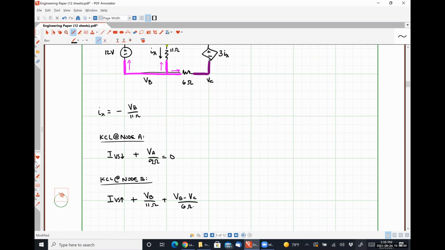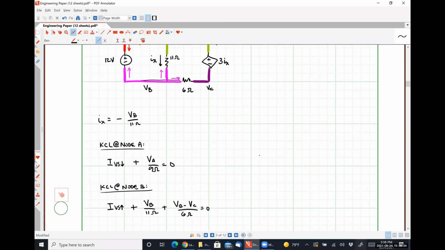And normally we'd go ahead and write Kirchhoff's current law at node C as well, but I'm going to pump the brakes on that. Alexis, what's up?